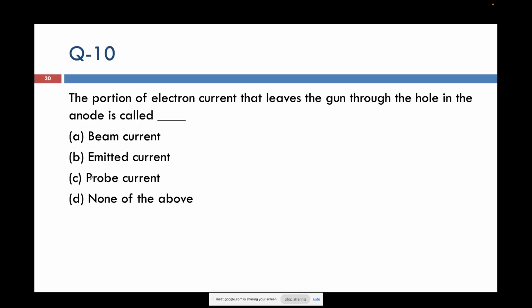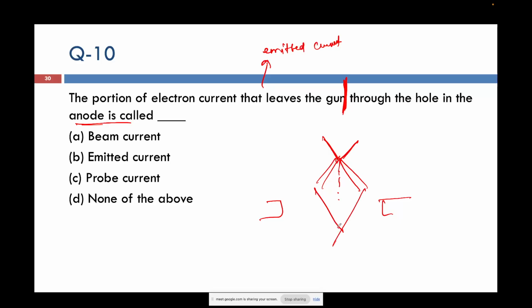I have told about the three currents, but this is a little bit tricky. The portion of the electron current that leaves the gun, till this much leaves the electron gun, is known as emitted current. It comes out through the hole in the anode, in all sorts of directions, and this is called emitted current. But since my anode is there, it is converging, and this is called the first crossover.